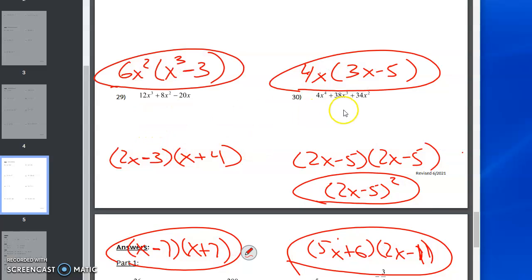And we're going to go over these last two in class. Unfortunately, I won't have time to finish those last two.